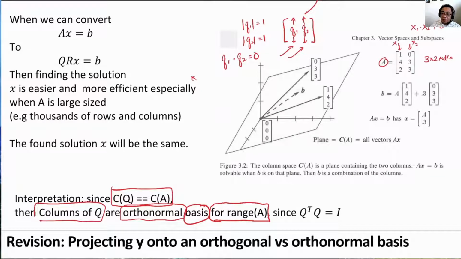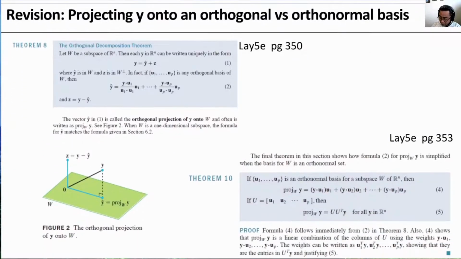In the previous slide, we found that Q forms an orthonormal basis. What's so interesting about an orthonormal or orthogonal basis? In this slide, we'll remember that in 6.2.5, in the last slides, we talked about Theorem 8, the orthogonal decomposition theorem, and Theorem 10 for not an orthogonal but an orthonormal decomposition.